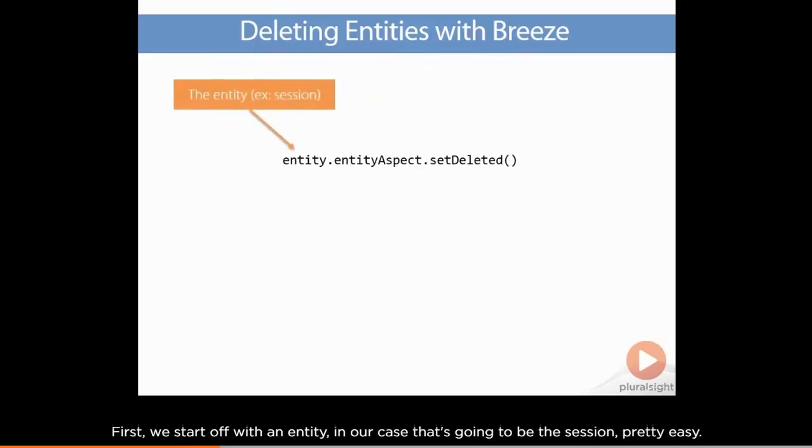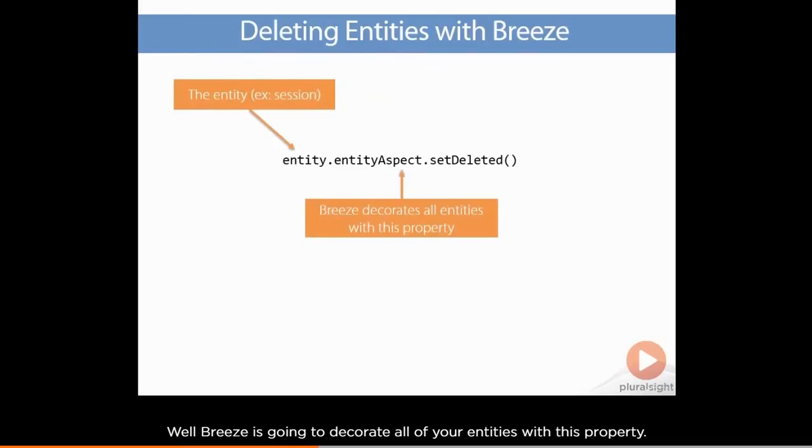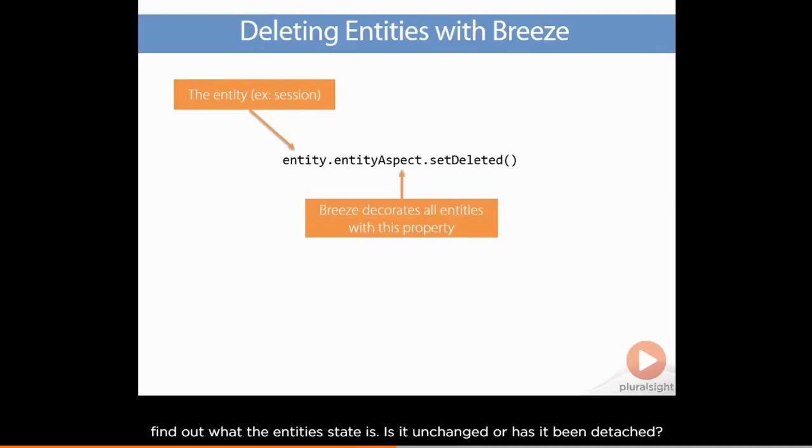So first, we start off with an entity. In our case, that's going to be the session. Pretty easy. And then we go on to that entity's entity aspect property. Now, where did that come from, you might be asking? Well, Breeze is going to decorate all of your entities with this property. An example of some things you can do through the entity aspect is you can interrogate the entity aspect to find out what the entity's state is. Is it unchanged or has it been detached?